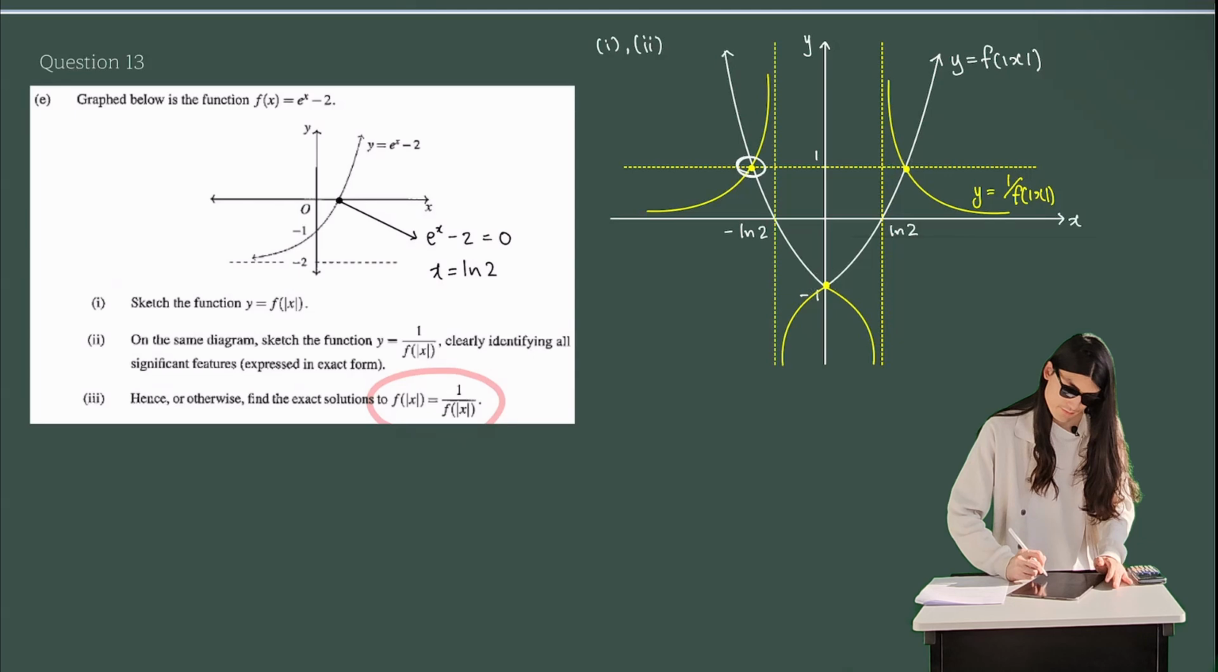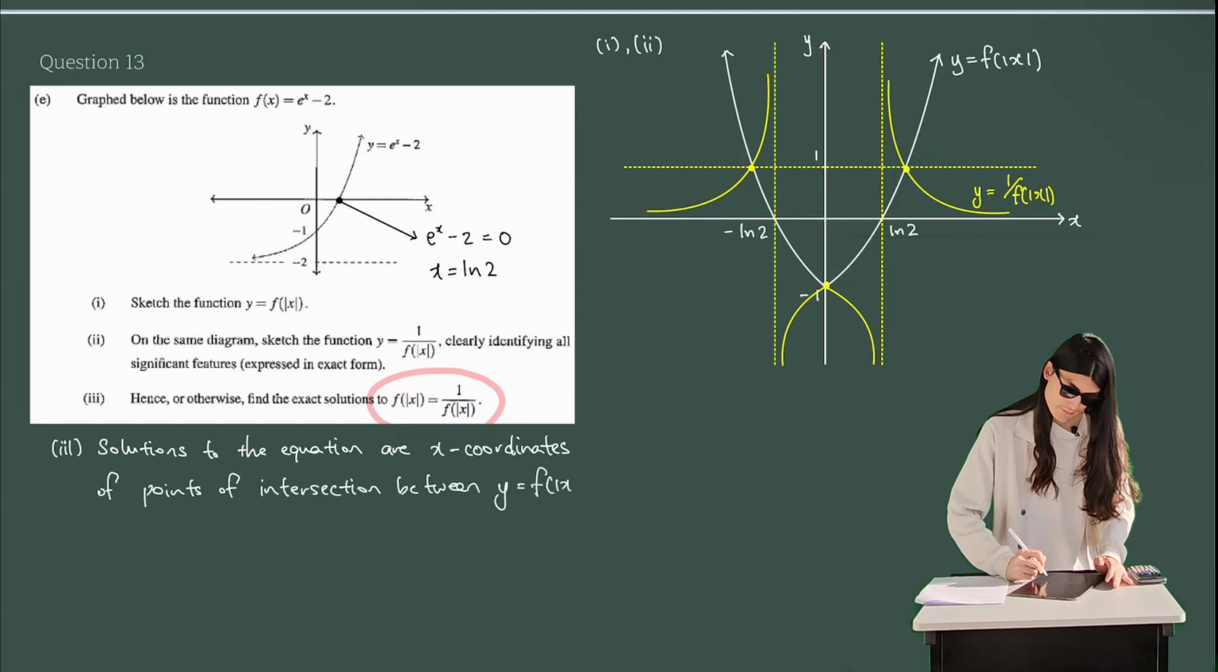these points of intersection, aren't they? So the idea they're testing, okay? The idea they're testing whether you guys know or not is essentially the idea that the solutions to the equation are x coordinates of the points of intersection between the graphs of f of absolute value of x, which is sketched in part I, and 1 over f of absolute value of x, which is sketched in part II, isn't it?